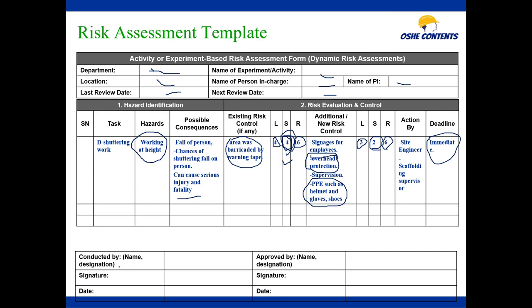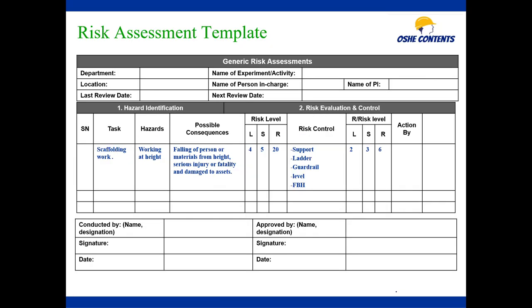So now what will you do? Conducted by: name, designation. Who has done the risk assessment? Approved by: name. Who has approved that one? The project manager or the site engineer, whoever was the responsible person there. Signature of the person who conducted the risk assessment, and the approving person's signature and date. So now here is the generic risk assessment.